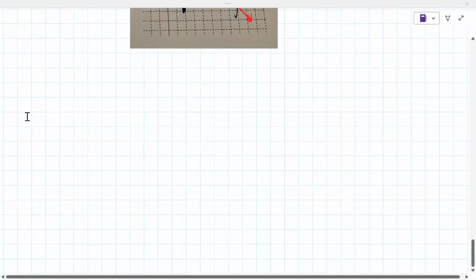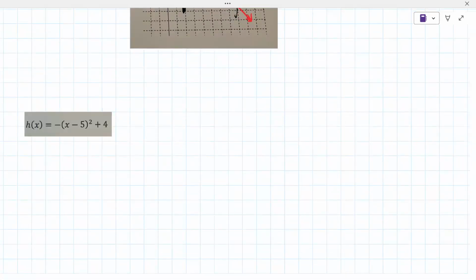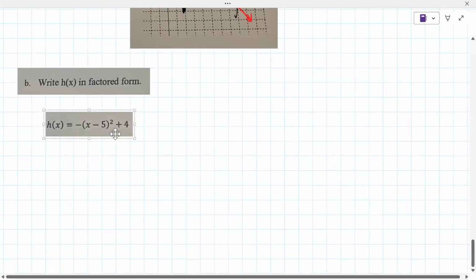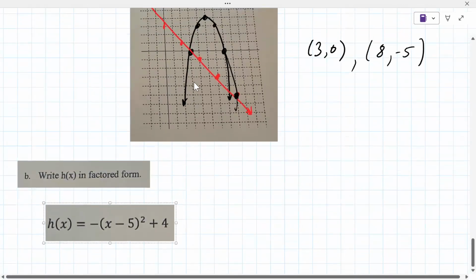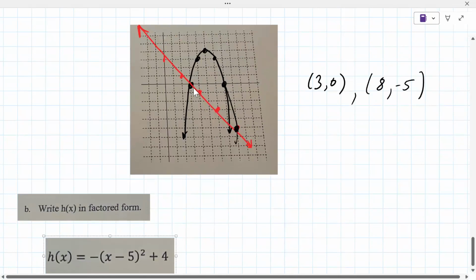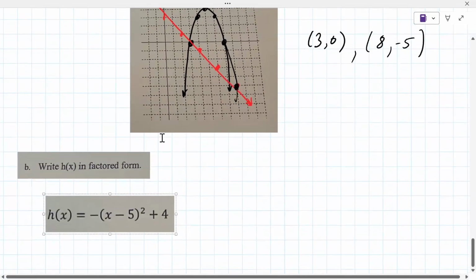I'm ready. Okay, so part B says to write h of x in factored form. You might be like, why would I do that? Well, the idea is that you can move between forms here. There's a couple of ways to do it. You could expand this if you wanted. You can also look at the graph and determine the intercepts. Which way do you think you would do it in class or were shown in class? Do you know? Probably the intercepts.